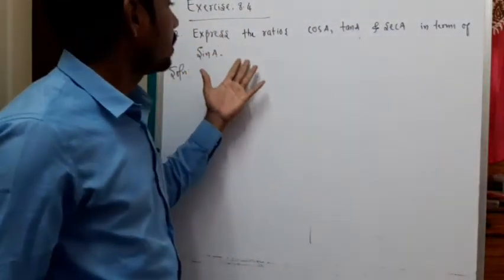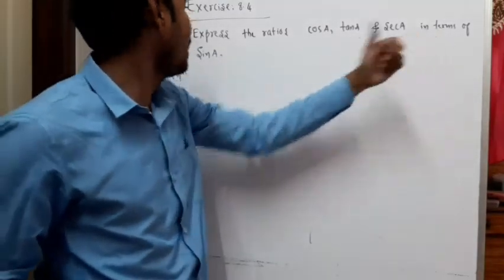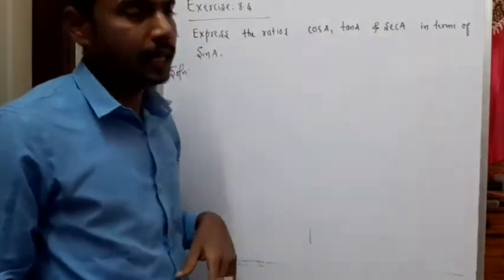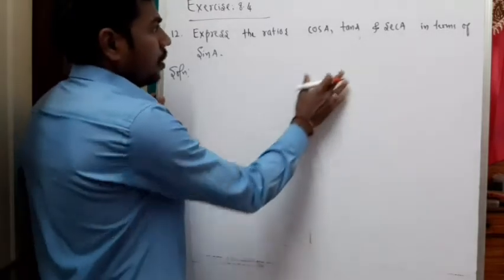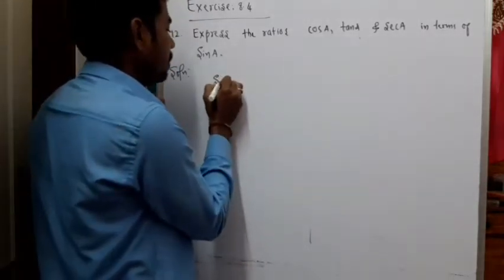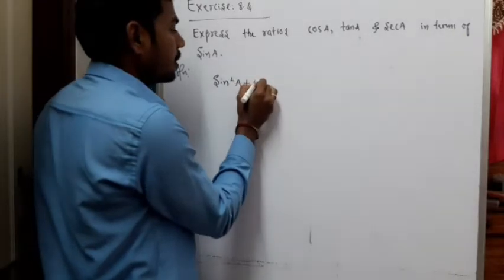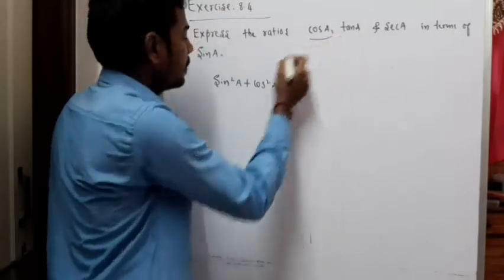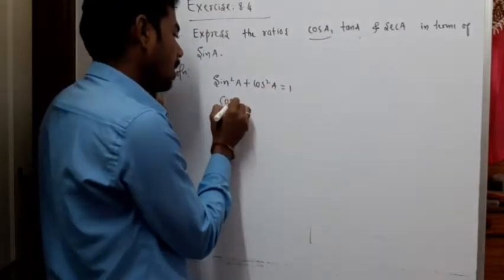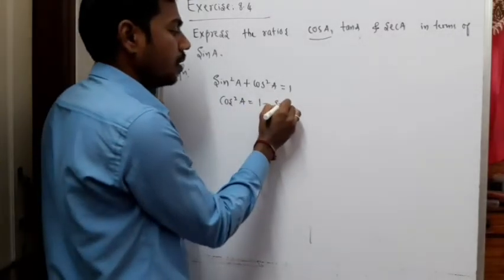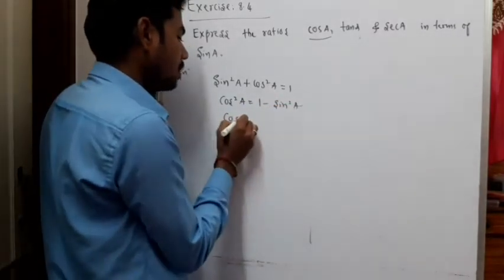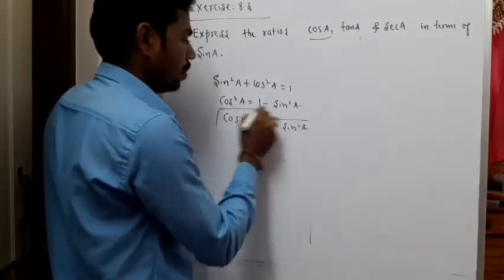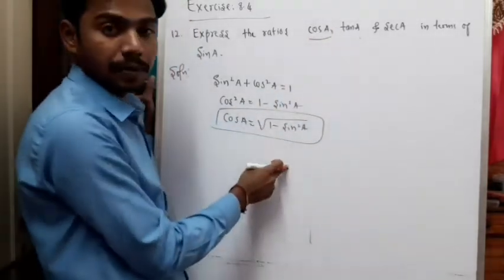Express the ratios cos A, tan A, secant A in terms of sin A. We need to express these ratios in terms of sin A. Now we have sin square A plus cos square A is equal to 1. What we need to do? We need to express cos A in terms of sin A. So cos square A is equal to 1 minus sin square A, or else cos A is equal to root of 1 minus sin square A. So one thing we did, we expressed cos A in terms of sin A.